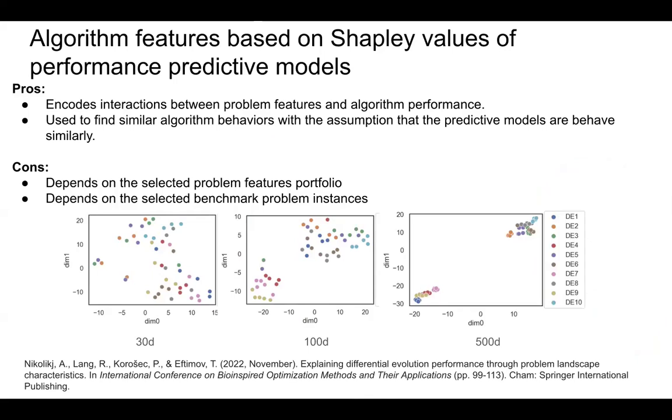So first we need to have representative data, and it depends on the selected problem features. If I'm going to use SILA, topological landscape analysis, this is some visualization with the ILA. These are different differential evolution hyperparameter configurations. They are run on these problems.